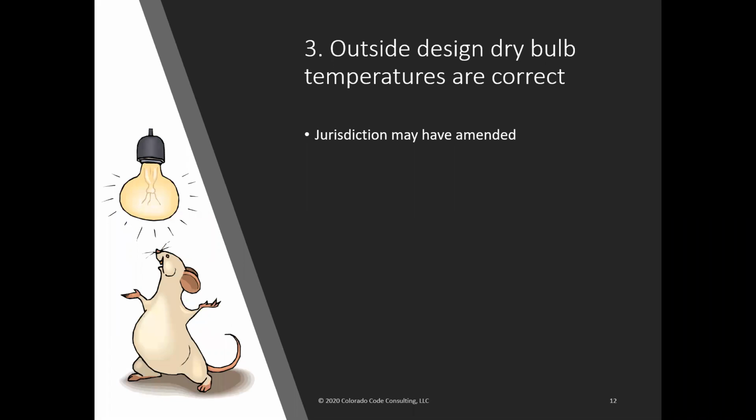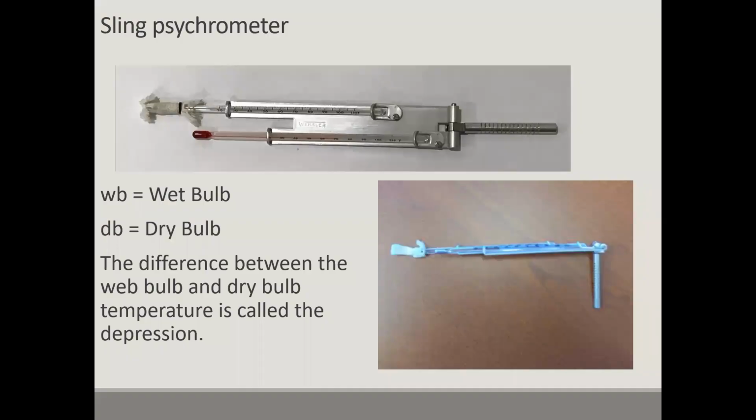Outside design dry bulb, the temperatures are correct. Oh, what in the world is that? What are you talking about? Oh, in the jurisdiction, they may have amended it. They have every opportunity to do that. Okay? Now that's perfectly acceptable. They just need to make it known. Oh, yes, it's the sling psychrometer.